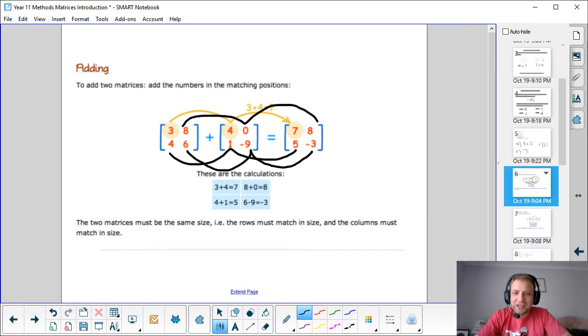It's also worth mentioning that subtraction is the same. Plussing and minusing generally work the same way. So you can subtract two matrices as long as they're the same size, because you just take away the elements that are in the same spot as each other.